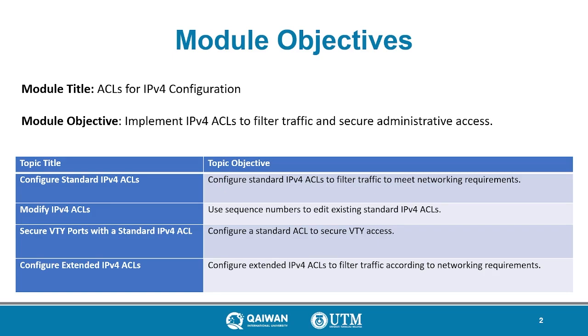We will have some basic commands, and then we will have another topic titled modify IPv4 access list. Use sequence numbers to edit an existing standard IPv4 access list, and we will have secure VTY ports with a standard IPv4 access list. Configure standard access to secure VTY access. Then configure extended IPv4 access lists to filter traffic according to network requirements.